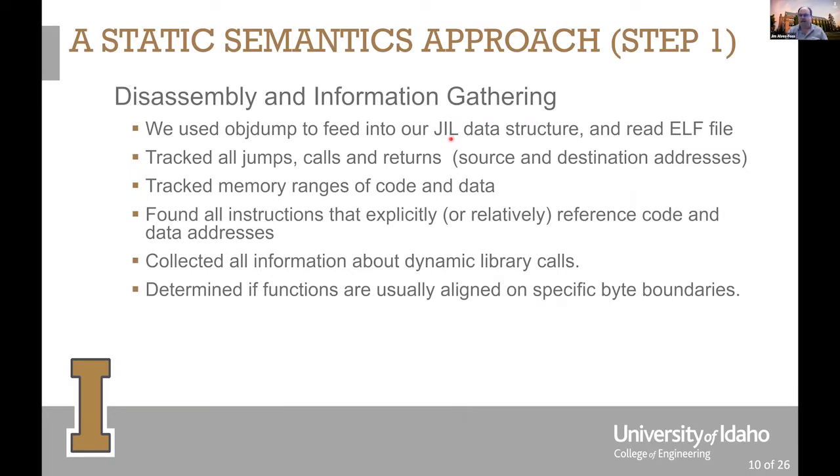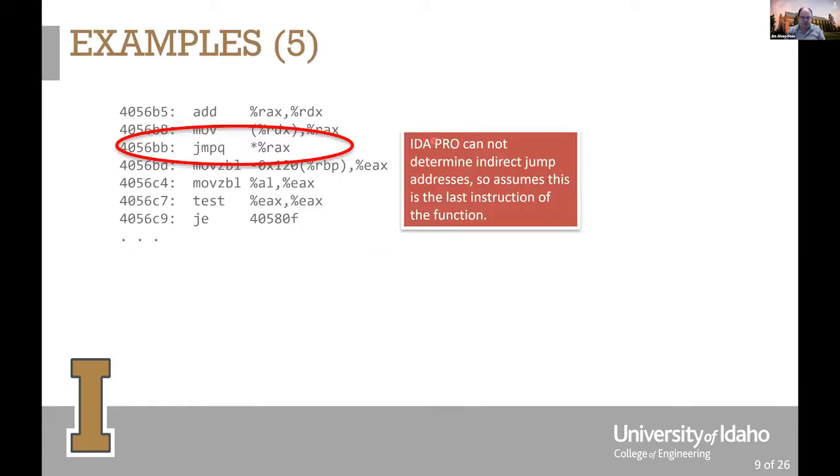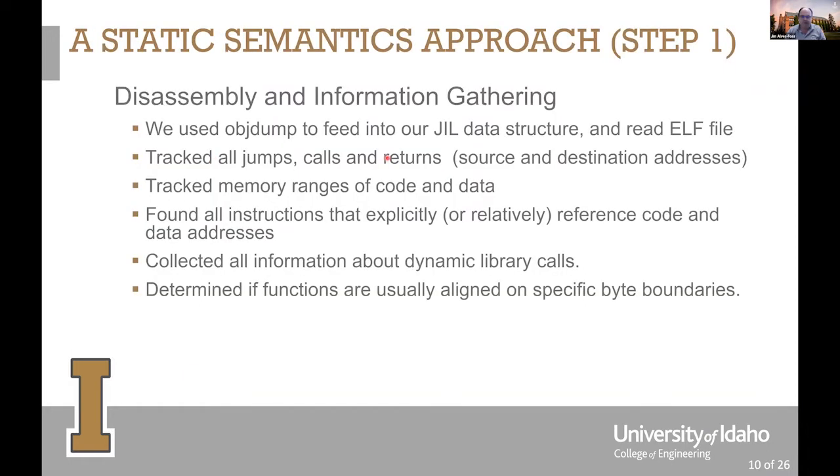Our GIMA intermediate language data structure is where we maintain everything when we do the disassembly. So we use objdump to feed data into our GIL data structure. We also read the raw binary executable linking format file, the ELF file. We track in the disassembled code all the jumps, all the calls, all the returns to figure out, hey, these are addresses we know about. We figured out where code was and where data was in general sections. We found all instructions that explicitly referenced code and data addresses.